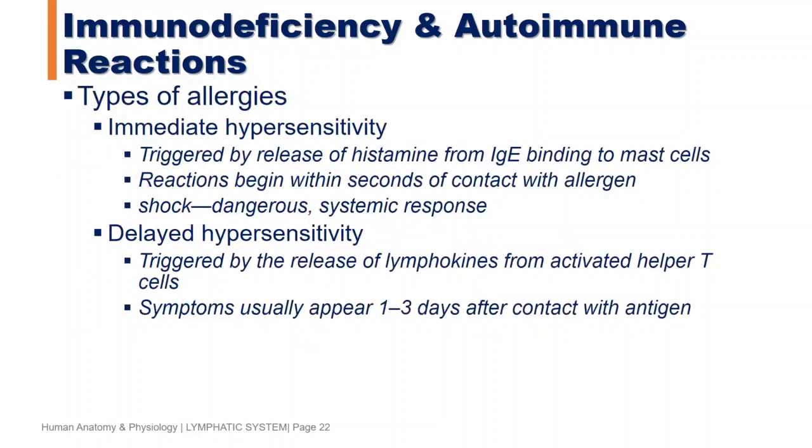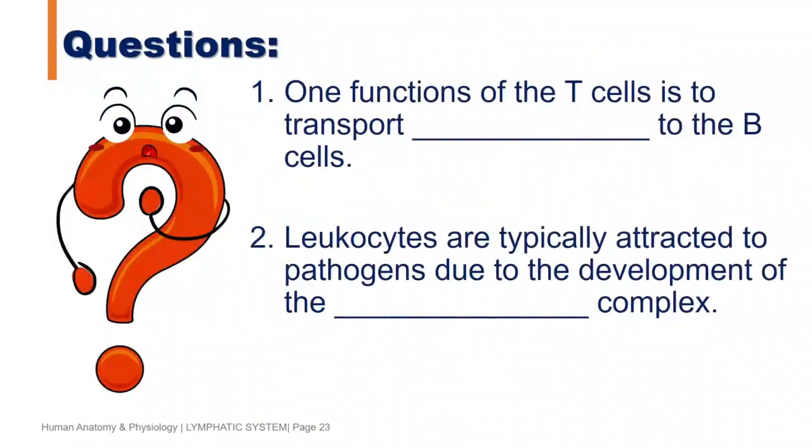For the types of allergic reactions, it can be immediate hypersensitivity or delayed hypersensitivity. The first one is triggered by a release of histamine from IgE binding to mast cells. The reaction begins within seconds of contact with the allergen, like shock, a dangerous, systemic response. Then the delayed hypersensitivity is triggered by the release of lymphokines from activated helper T cells. Symptoms usually appear 1 to 3 days after contact with the antigen.